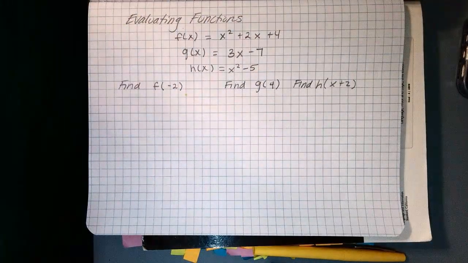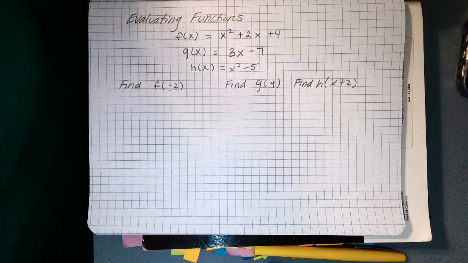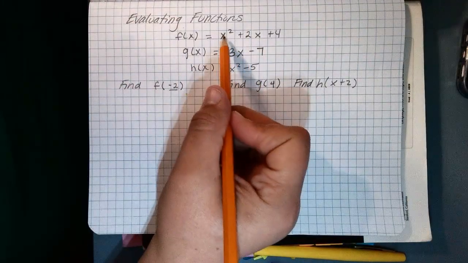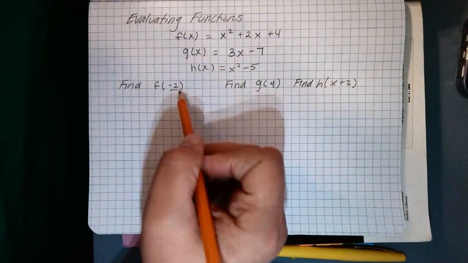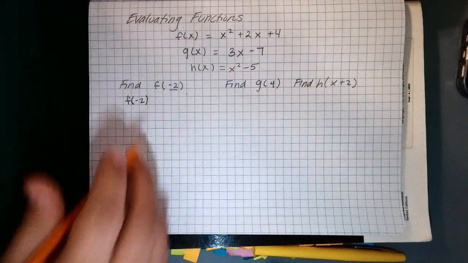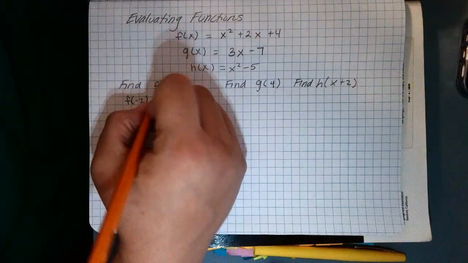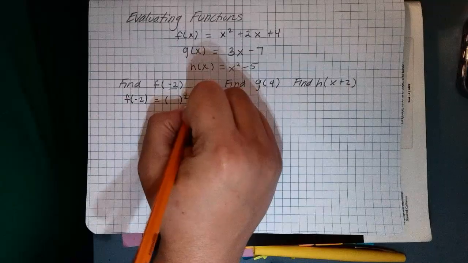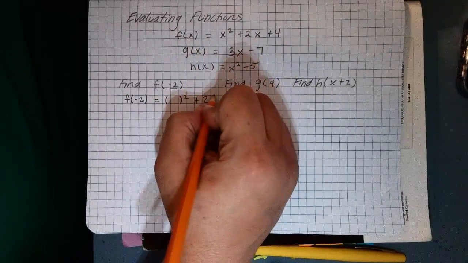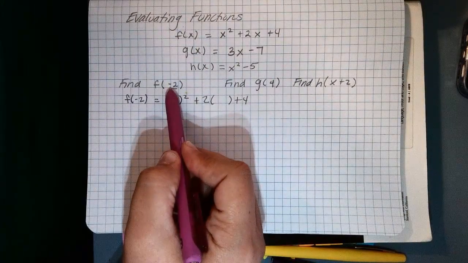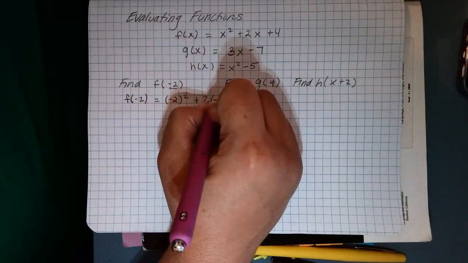To evaluate a function, this number inside the parentheses represents the x value, the input value that I want to plug into my function. So I'm going to replace the x's in f with -2. So the first thing I want to write down is f of -2. And then I'm going to copy down this equation, but instead of writing the x's, I'm going to put a little parentheses for myself. So I have parentheses squared plus 2 times parentheses plus 4. And now I'm going to plug in the number that they gave me in place of x. So -2 goes in all these spaces.